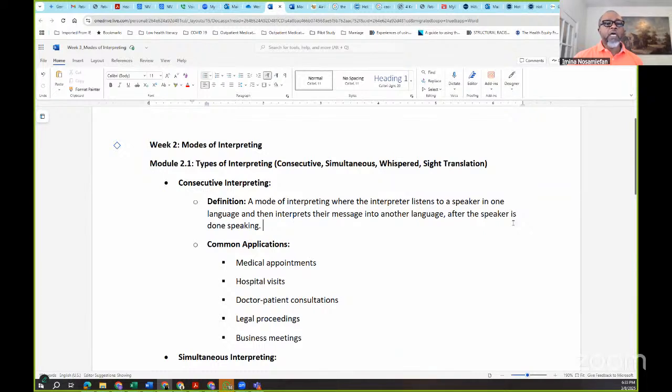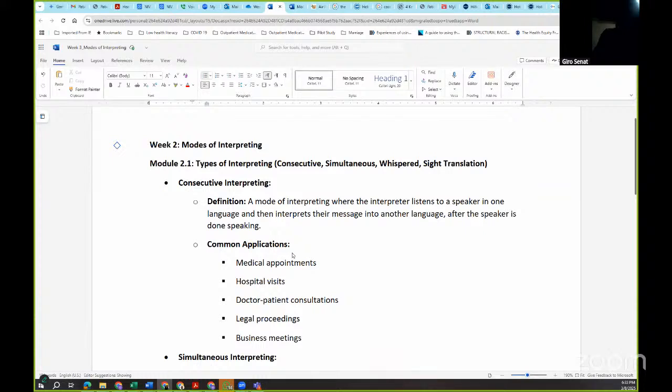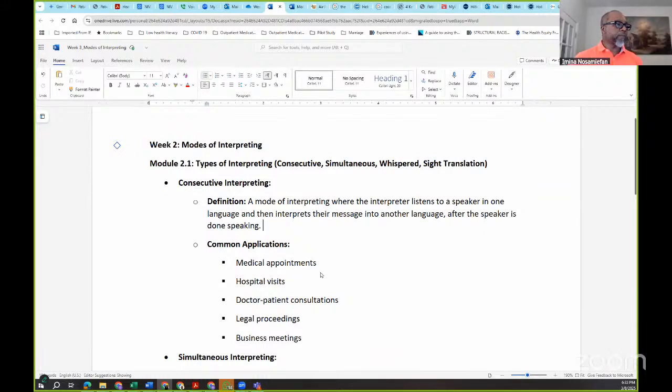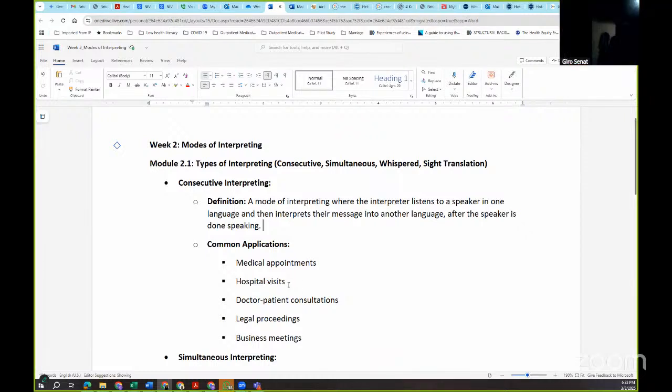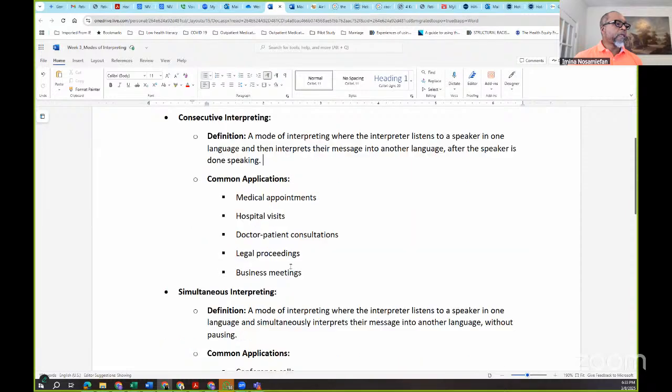So, you know what I mean by that. In other words, the common applications will be in medical appointments, hospital visits, doctor-patient consultations, legal proceedings, business meetings.